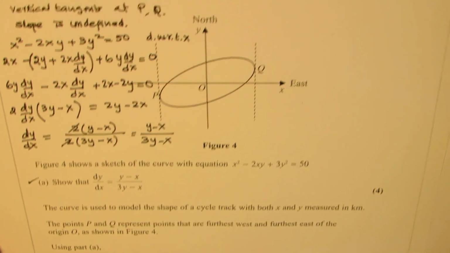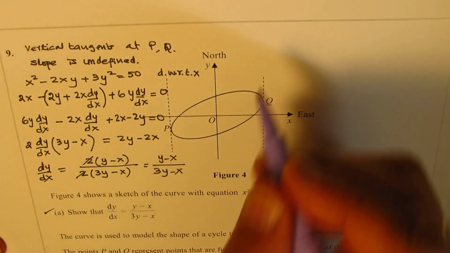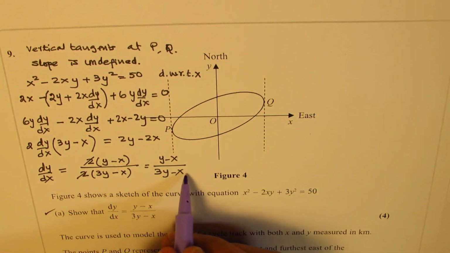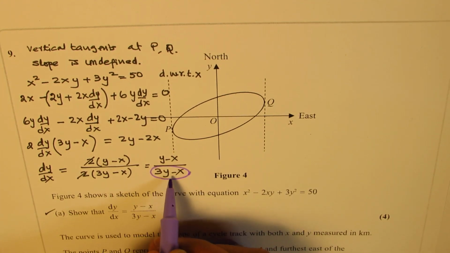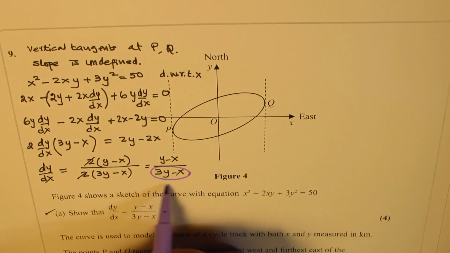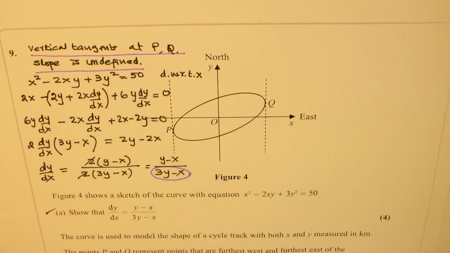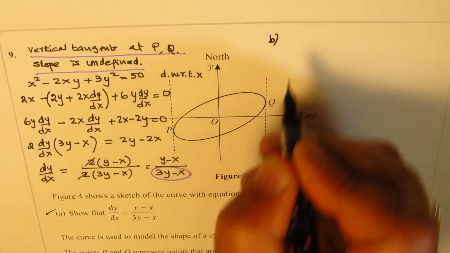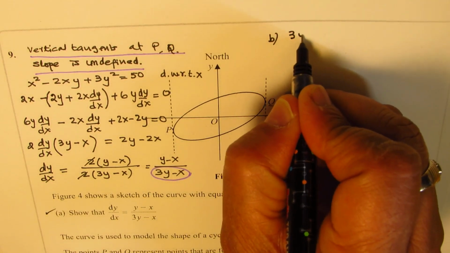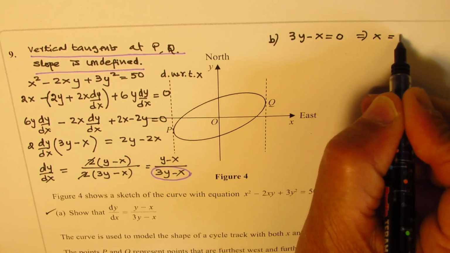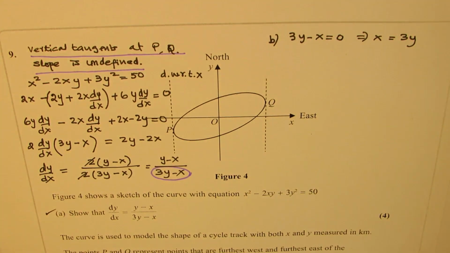So the strategy will be, we have to say that 3y minus x, the derivative's denominator, should be 0, right? Since we know that there's a vertical tangent at P and Q. So that is the strategy, right? So what we are going to do here is equate 3y minus x equal to 0, and that implies that x is equal to 3y, right?